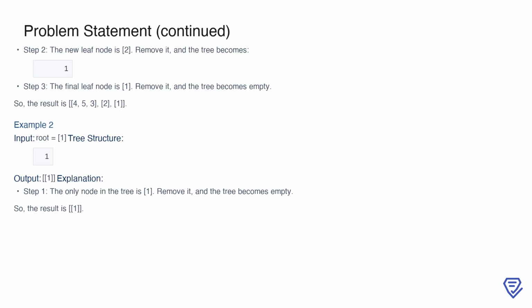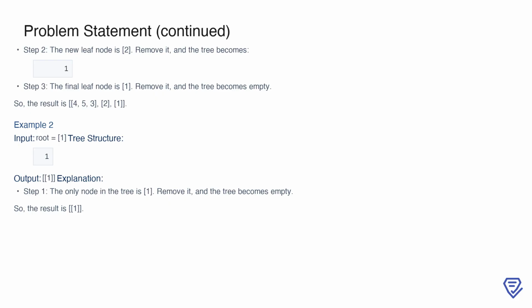Continuing with that explanation, we can break down the steps of the process further. After removing the initial set of leaf nodes 4, 5, and 3, the tree structure simplifies to just node 1 with its left child 2. In the second step, the new leaf node is 2. Removing it reduces the tree to just the root node 1. Finally, in the third step, the root node 1 is removed, leaving the tree empty. This iterative process results in the output [4, 5, 3], [2], [1].